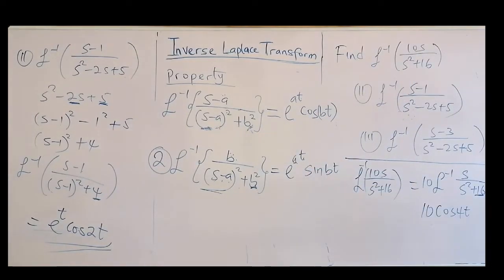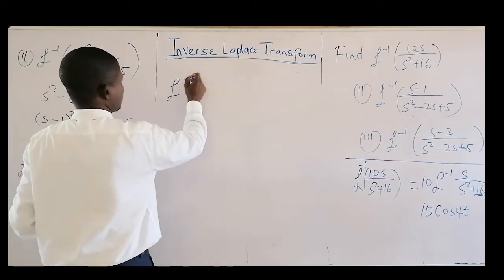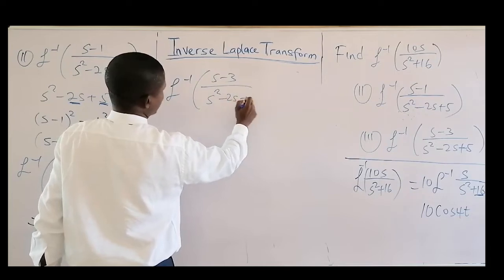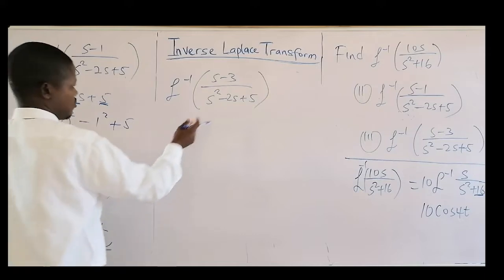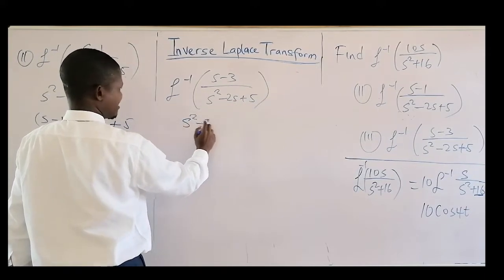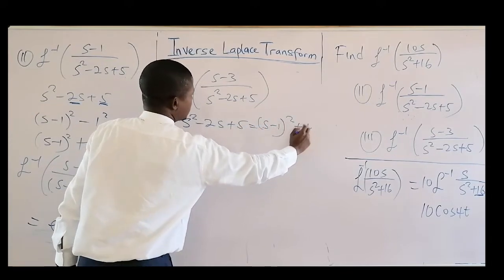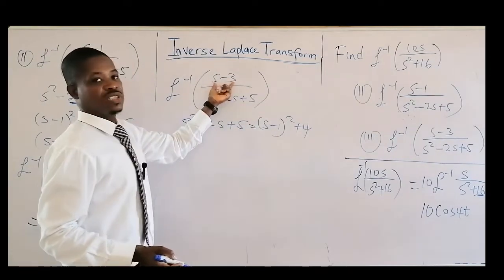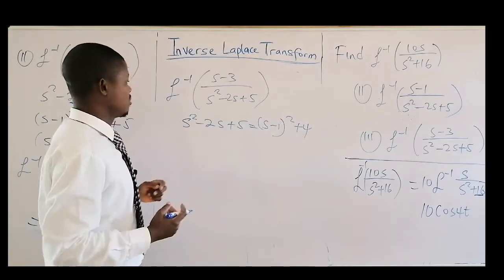Then the third part of this question, we have the Laplace inverse of x minus 3 over x squared minus 2x plus 5. What we are going to do, we just did this one not quite long ago. This one is x minus 1 squared plus 4. And it's not equal to x minus 1 here, it's x minus 3. And normally for the standard rules, they must be equal.